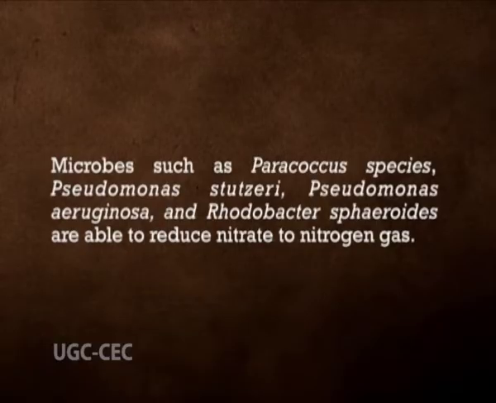Nitrite, the product of nitrate reduction, is a highly oxidized molecule and it can accept up to 6 more electrons before being fully reduced to nitrogen gas. Microbes such as Paracoccus species, Pseudomonas stutzeri, Pseudomonas aeruginosa and Rhodobacter sphaeroides are able to reduce nitrate to nitrogen gas. This process is carefully regulated by the microbe since some of the products of the reduction of nitrate to nitrogen gas are toxic to metabolism.